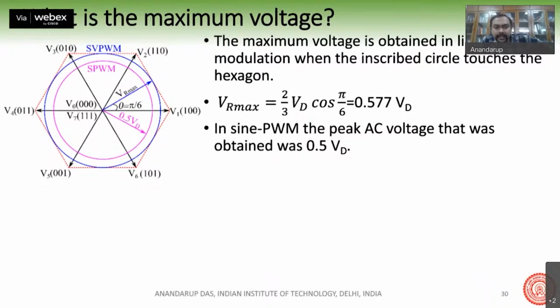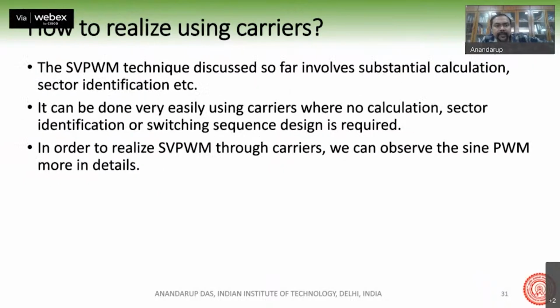And the radius of this circle is 0.577 VD, whereas in sine PWM, the radius of the circle is 0.5 VD. So in space vector PWM, we get 15% more DC bus utilization as compared to sine PWM. Now, space vector PWM can also be realized using carriers.